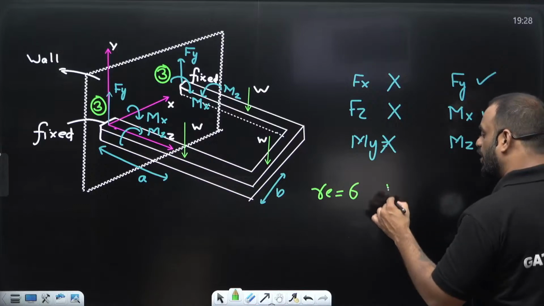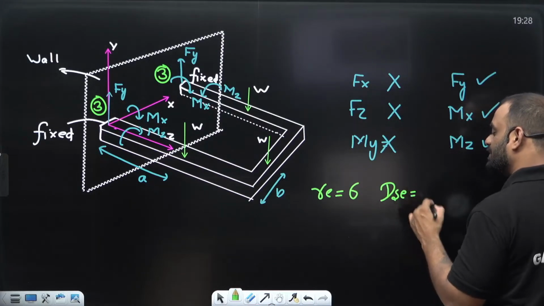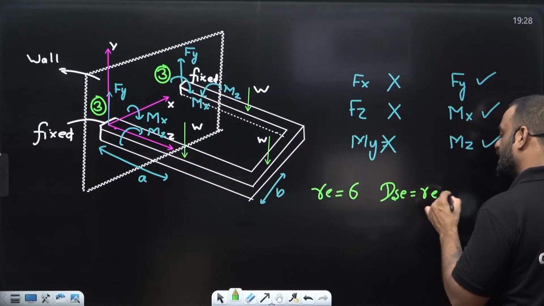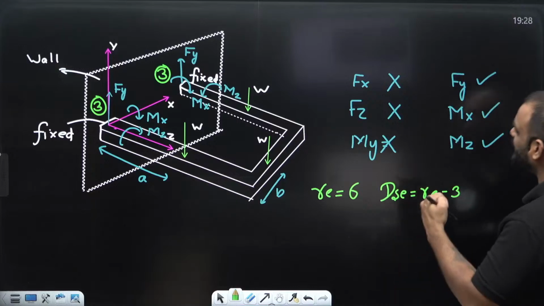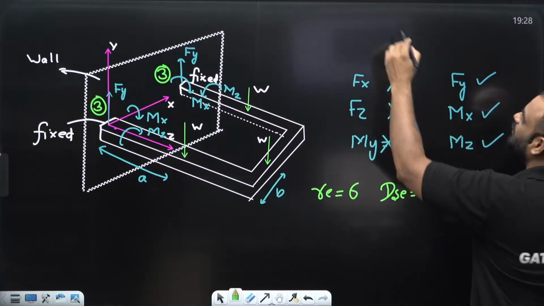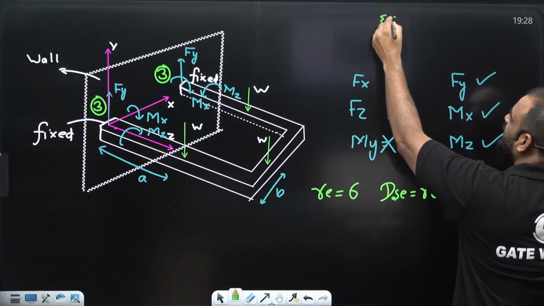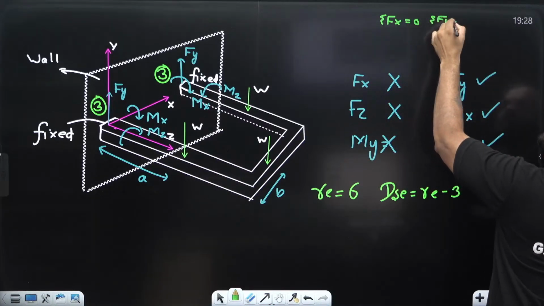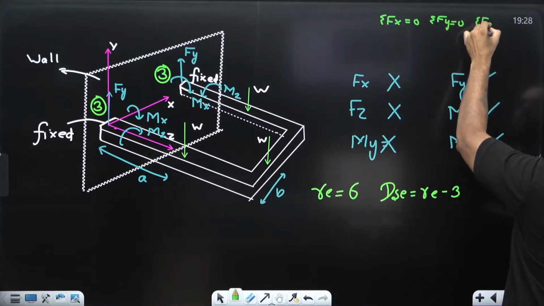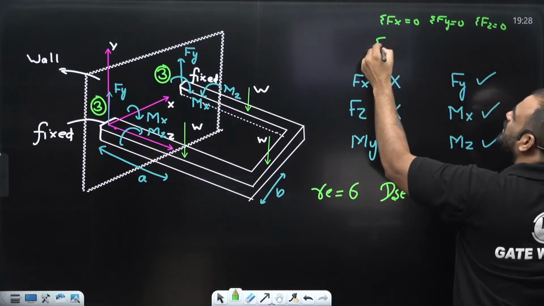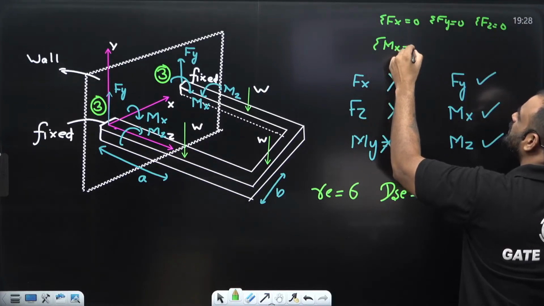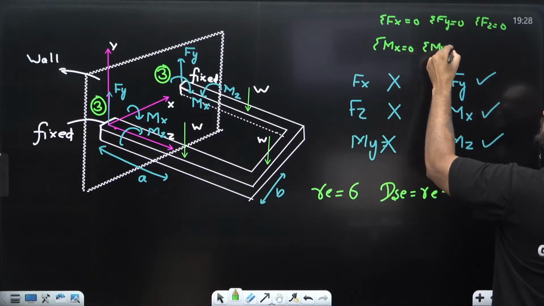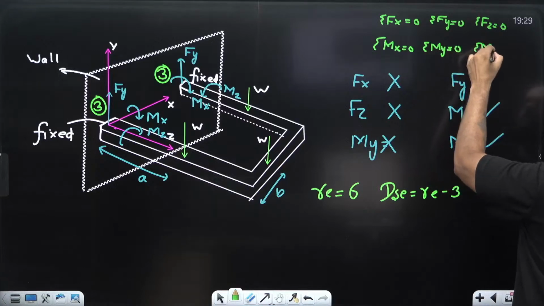What about our formula? Our usual formula is Re minus 6, but in this case it will become Re minus 3. Why is it Re minus 3? Let me explain. Because you know that, guys, there are 6 static equilibrium equations: summation Fx = 0, summation Fy = 0, summation Fz = 0. Similarly, summation Mx = 0, summation My = 0, and summation Mz = 0.